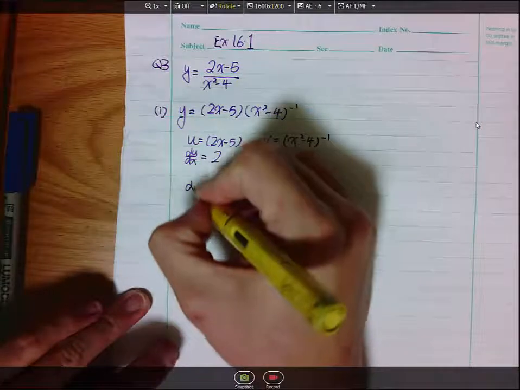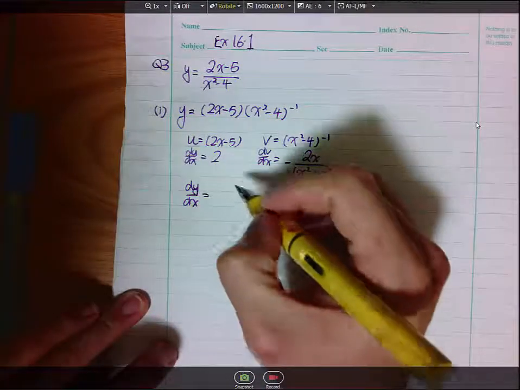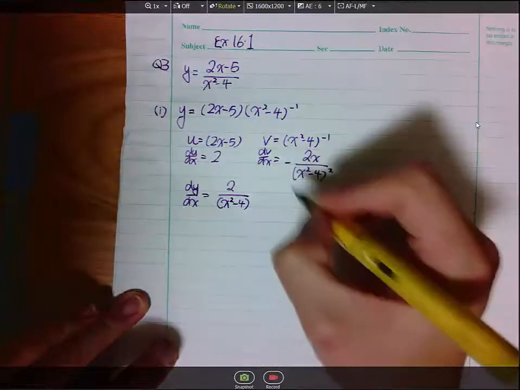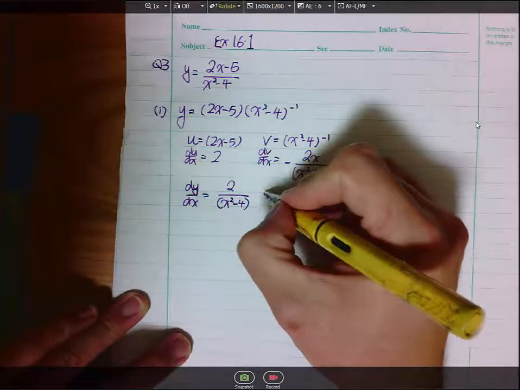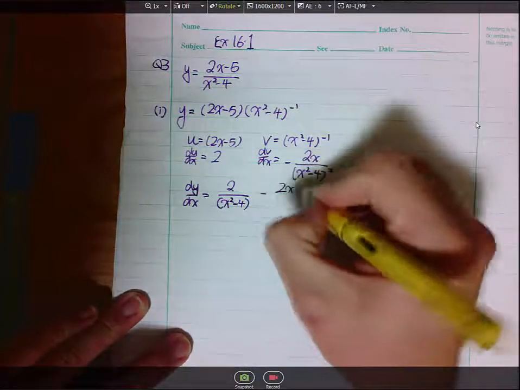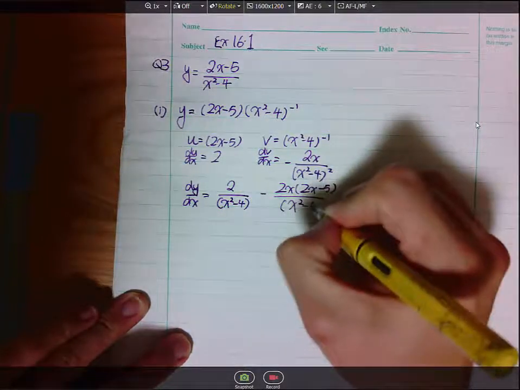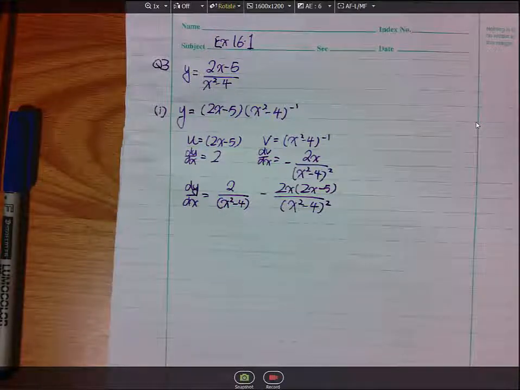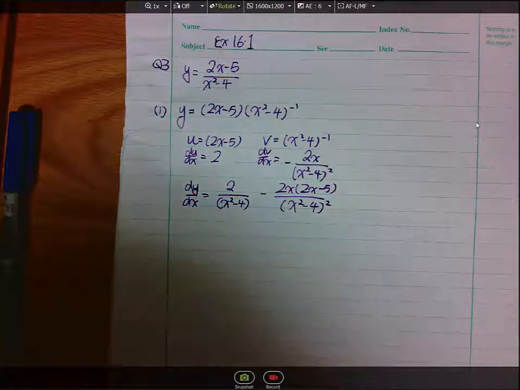So straight away I find that dy/dx is v du/dx, which is 2 over x squared minus 4, plus u dv/dx. So in this case it is minus 2x over (x squared minus 4) squared. And that is part 1. I think you should be quite experts in this already, so we just quickly go to part 2.